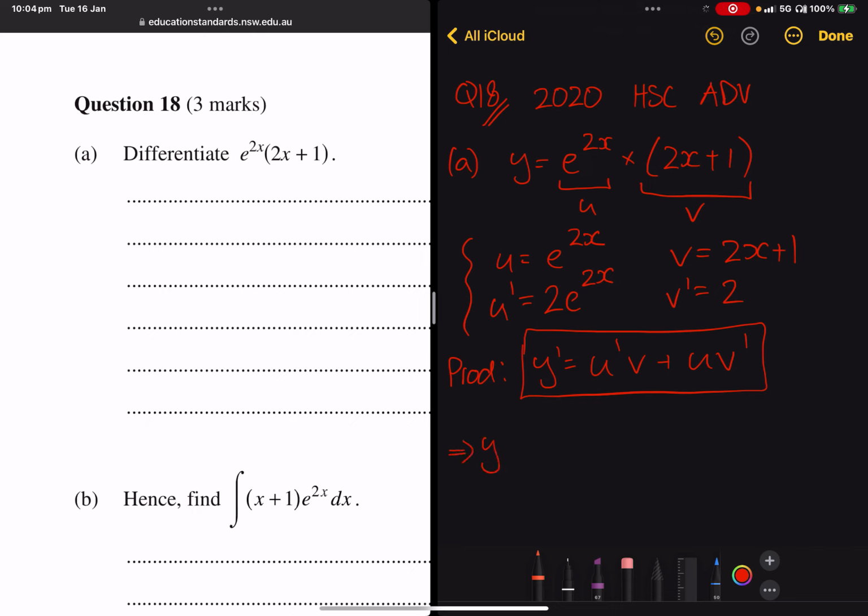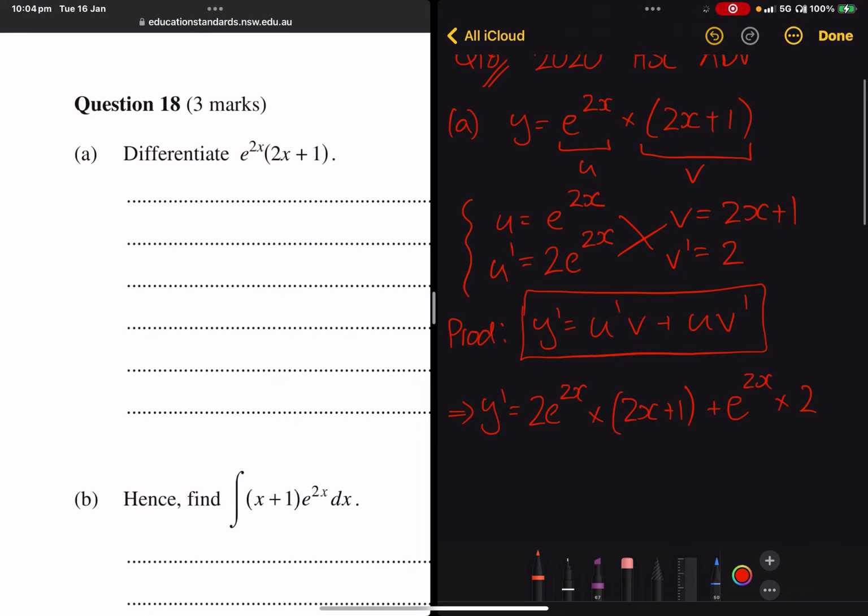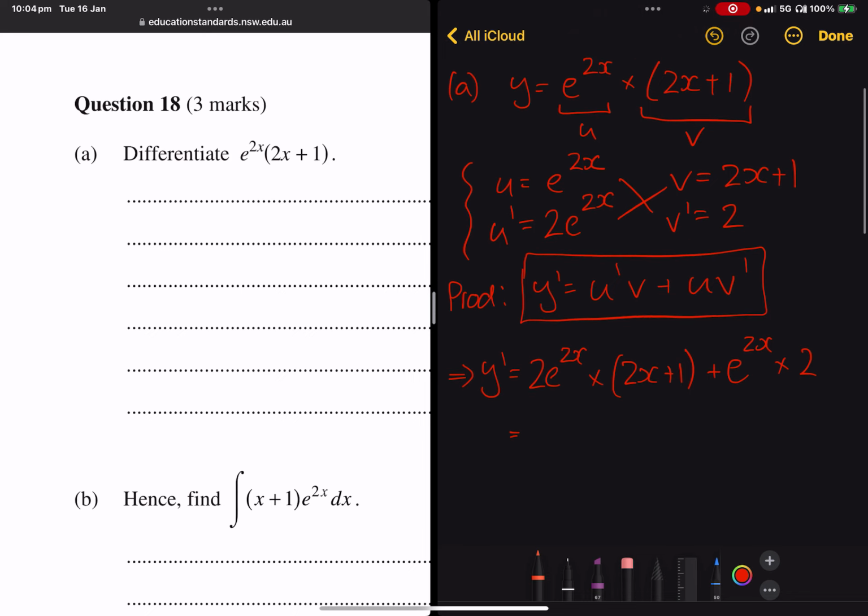So this means y prime is equal to u prime times v. That's 2e to the 2x times 2x plus 1 plus u times v prime, e to the 2x times 2. We can neaten this up a little bit. This becomes 2e to the 2x times 2x plus 1 plus 2e to the 2x.